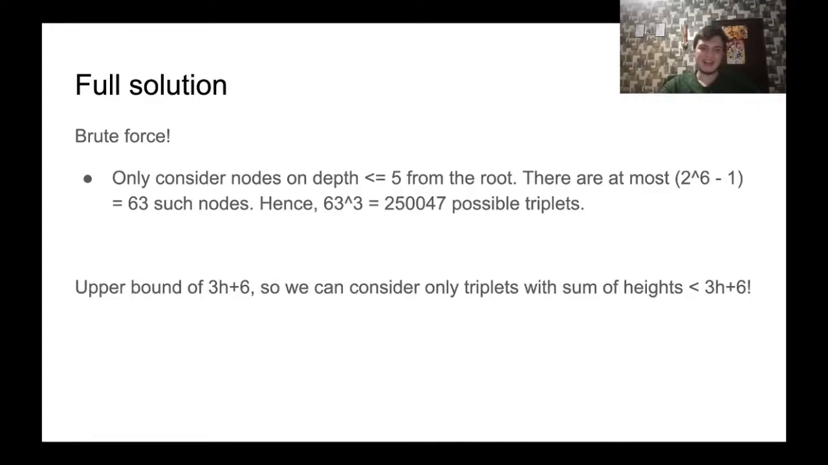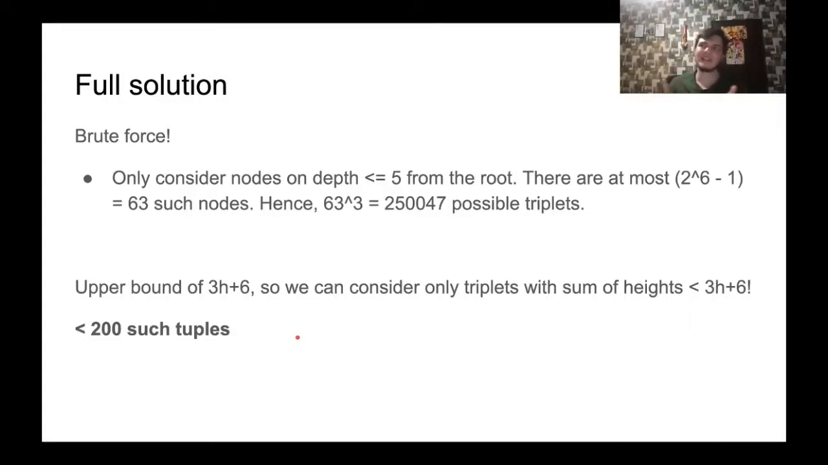But we need to remember that we have an upper bound of 3h plus 6, so we can initially just set our answer to this number. We proved that we always have a solution when the node isn't on the last 2 layers. So we only need to check triplets that potentially have a sum of heights less than 3h plus 6. And it turns out that there are always less than 200 such triplets.